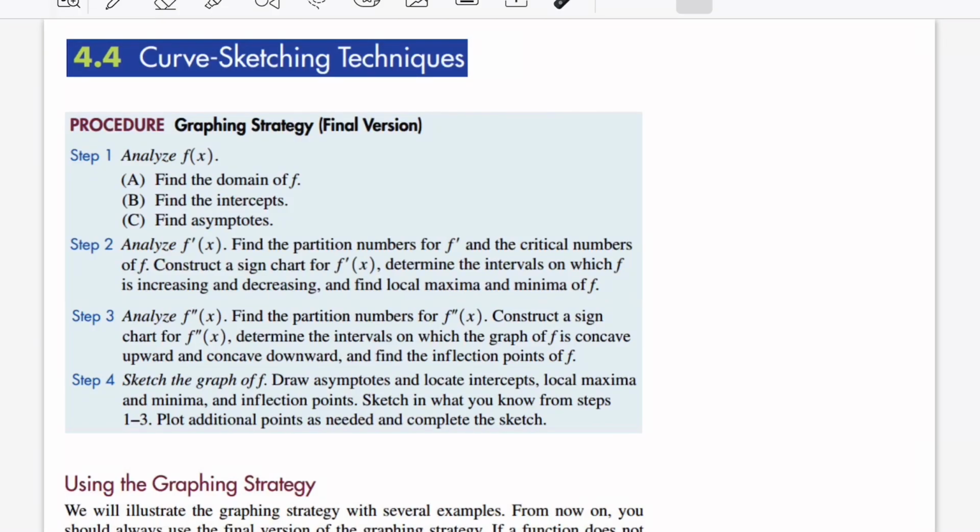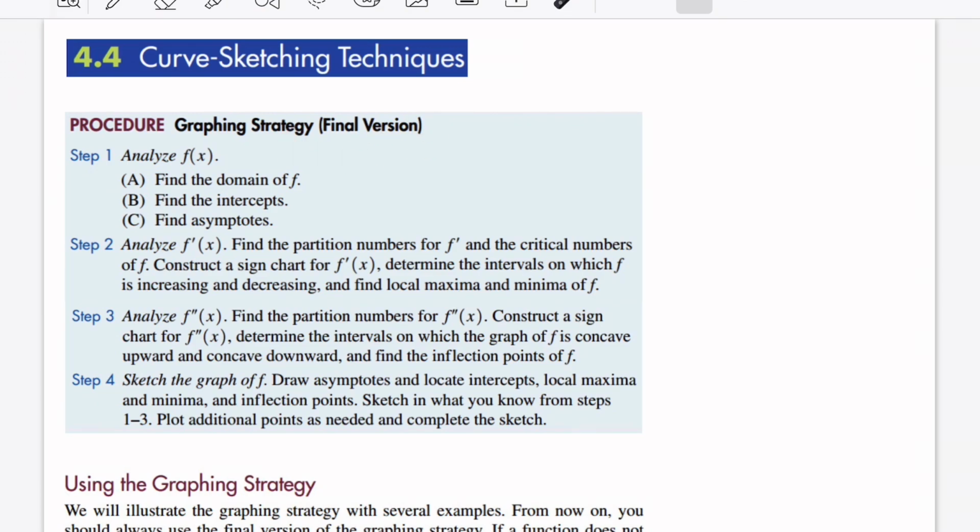In this video, we're going to go over section 4.4, where we're going to look at the final version of our graphing strategy. So we're going to bring together everything that we've seen in the last several sections, as well as what we learned about asymptotes in section 2.2. So here's the procedure for curve sketching, the final version.